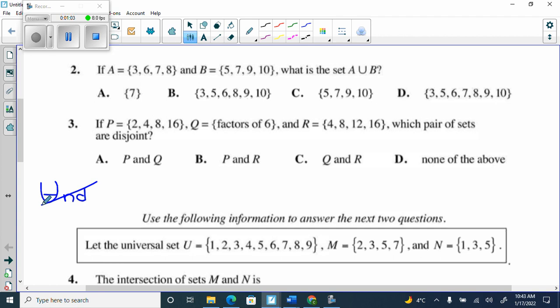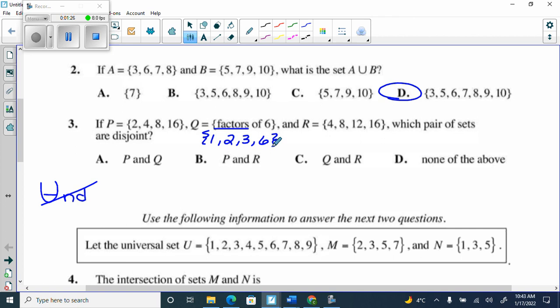So we have 3, 5, 6, 7, 8, 9, and 10, which is C. P is 2, 4, 8, and 16. Q is factors of 6. Factors means what multiplies to be 6. So it's going to be 1, 2, 3, and 6. And then R is 4, 8, 12, and 16.